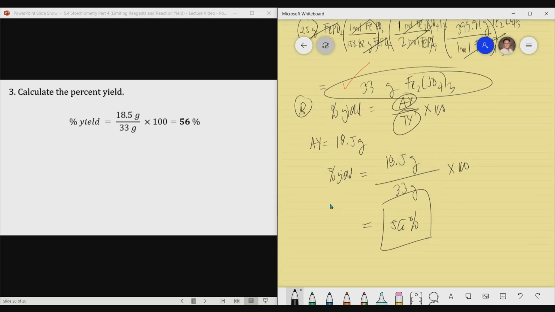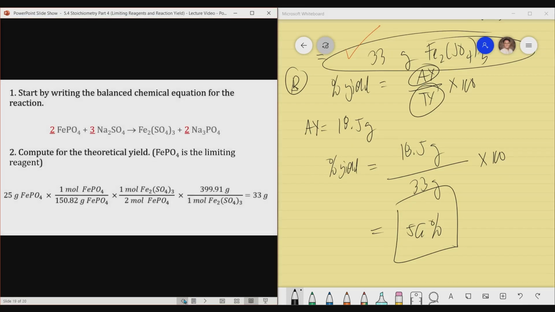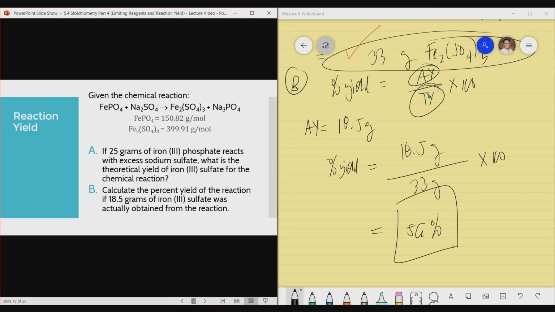Okay? So, again, your AY is provided. This is most of the time provided by the problem. Kaya ngayon sa problem, di ba sinabi, actually obtained. So, you'll be using it as the numerator. And then your TY, your denominator, is the one you computed from letter A. Kaya mahalaga gawin tong letter A. Pero kung provided na si AY at TY from the problem, madali na lang. Divide, times 100 na lang. But in this case, it was not provided. The denominator was not provided. That is why we've done step A.